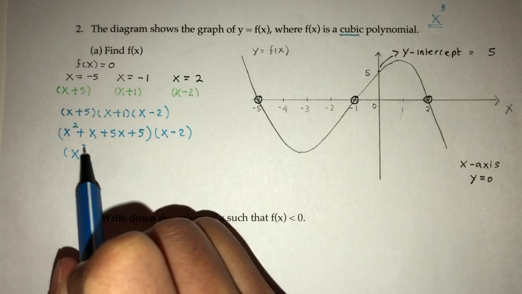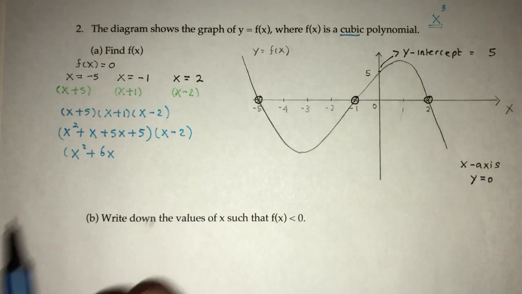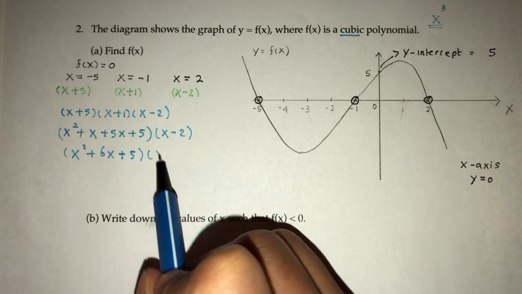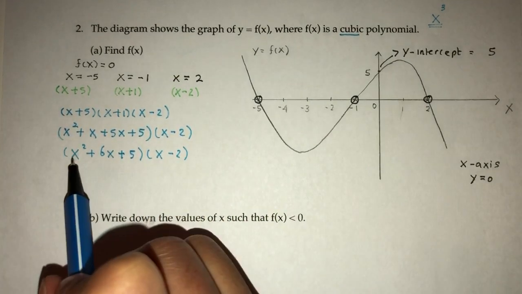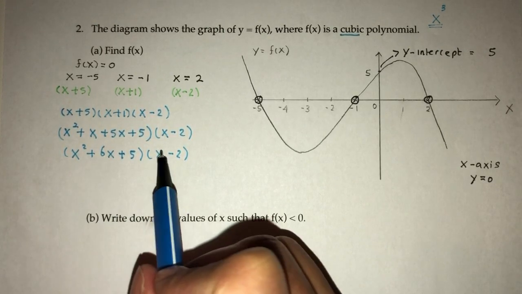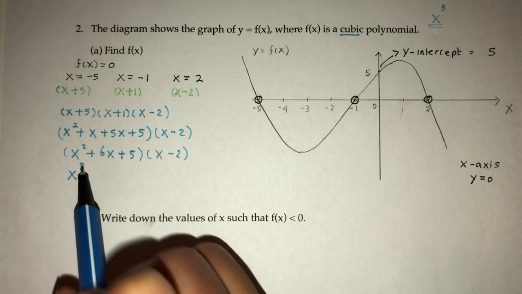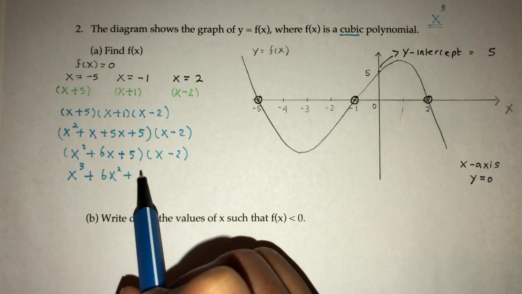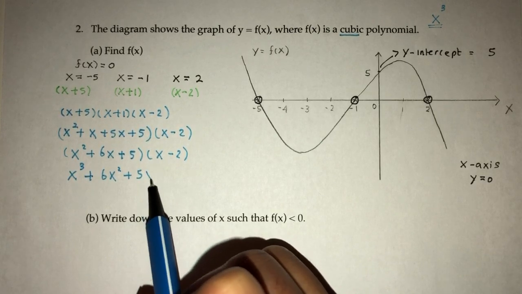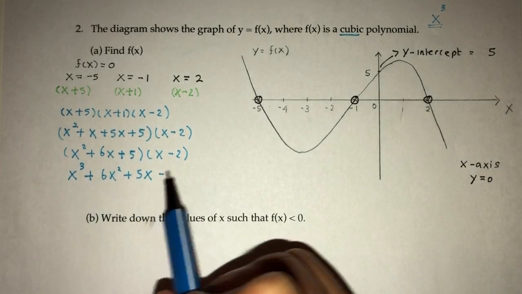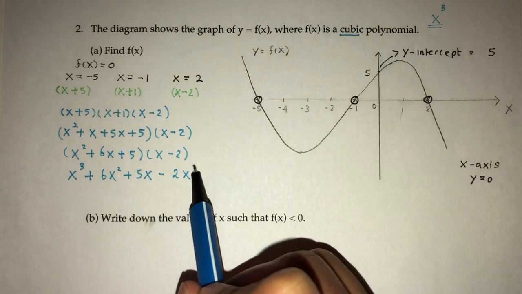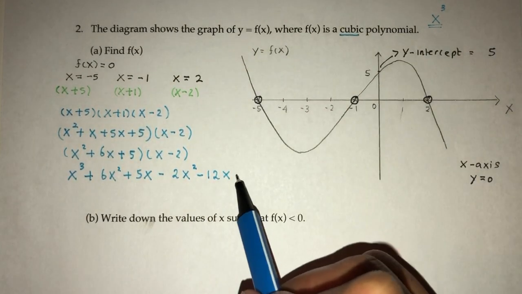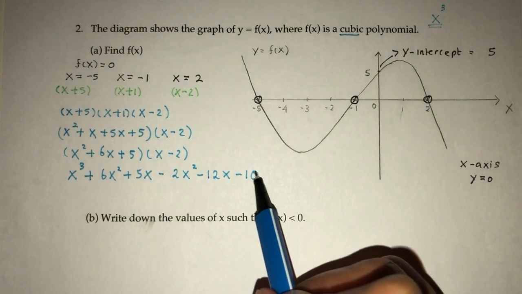You have x squared plus 6x and then plus 5. Then multiply by x minus 2. So this times this first you will have x cubed plus 6x squared plus 5x. And then this times this will have minus 2x squared minus 12x and then minus 10. Okay, that is the expansion.